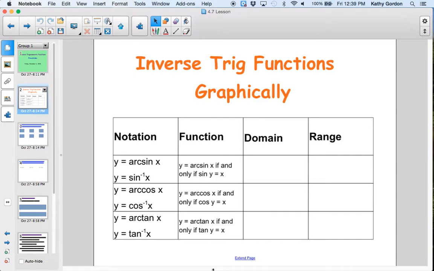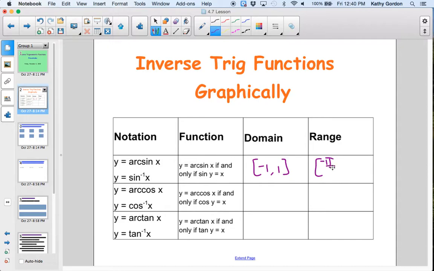Okay? And so now, just to fill this in and see it all in one place, our domain for inverse sine, what did we say? -1 to 1. Range for inverse sine? -pi over 2 to pi over 2, with brackets.